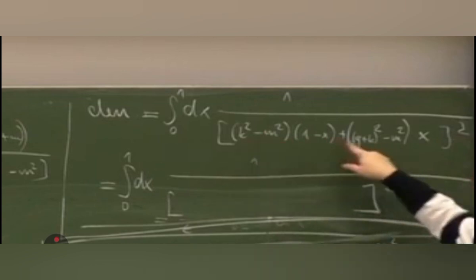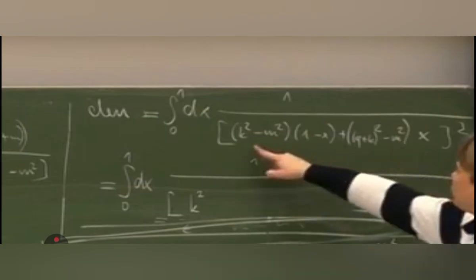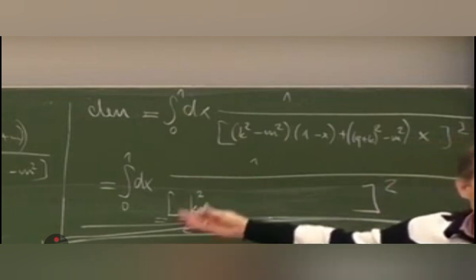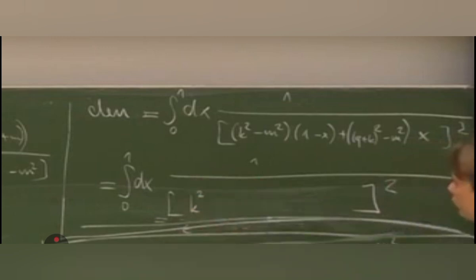Okay, let's simplify. How many k square do we have in the denominator? Yeah, right. And if we add the prefactors, 1 minus x plus x gives 1. Right, so we have exactly k square without any x dependence. That is generally true in Feynman parameters, which is one of the reasons why this is so powerful. It's really a simplification. So we just have k square.